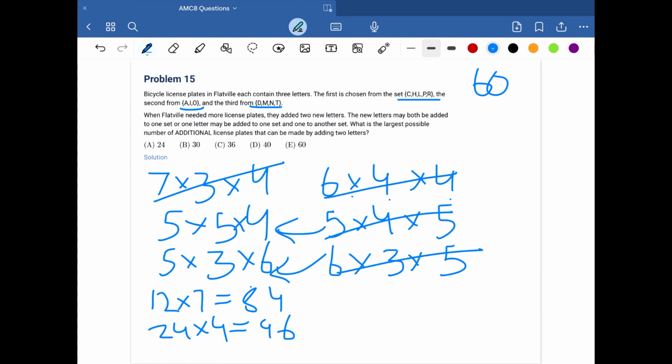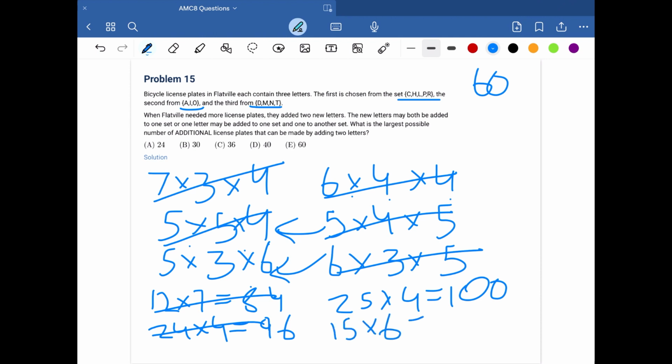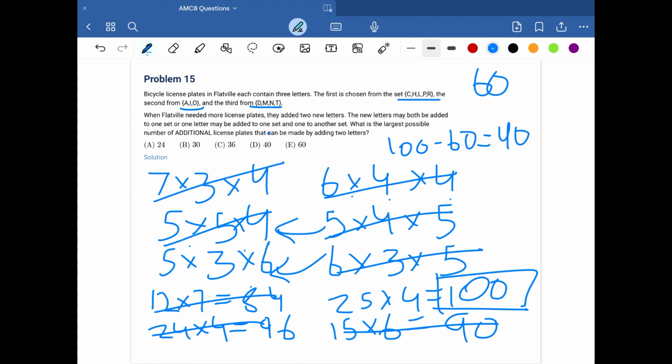So we'll write 84, 96. And then the next one is 5 times 5 times 4. So then 5 times 5 is 25, times 4 is equal to 100, which is the greatest of all of these, so we'll just cross these two out. And then next is 5 times 3 times 6, and 5 times 3 is 15, times 6 is equal to 90, and 100 is greater than 90, so the answer is 100. But we're not asked to find this, we're asked to find the additional license plates. So when you do 100 minus 60, which is 40, our answer is D, 40.